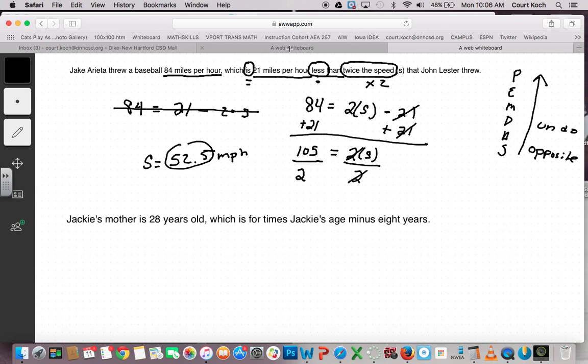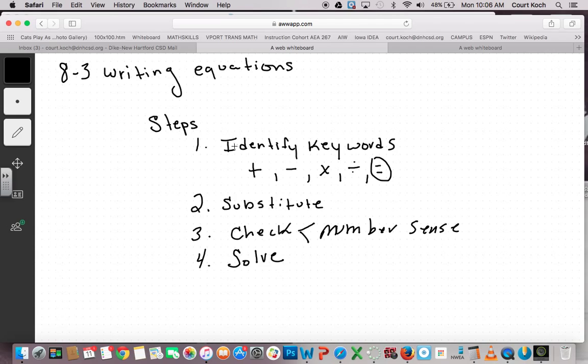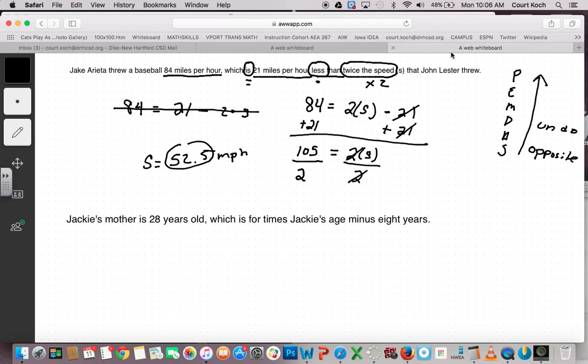But again, I had to identify keywords, substitute, check for number sense. Do things make sense? Did the less than wind up after or before? Did I change that? And then finally solving. Let's look at a second example.